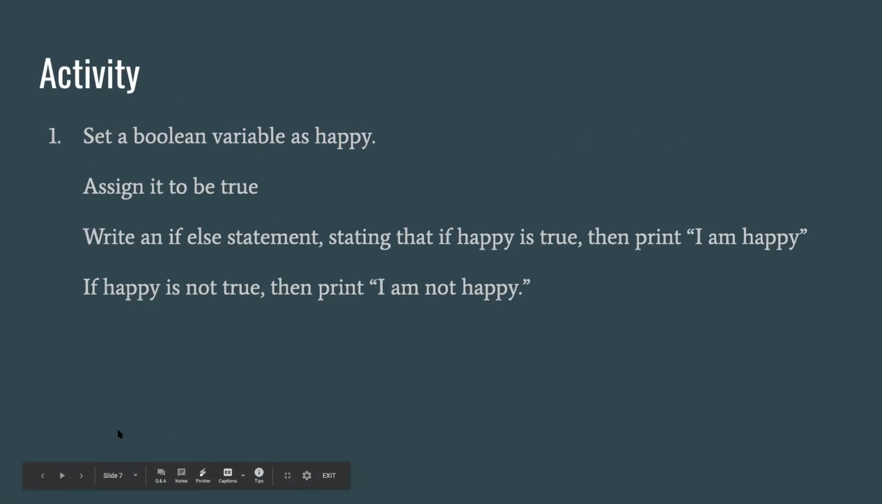Wait, so if happy is not equal to true, we print I am not happy? Well, in practice yes, but you don't want to write that. You don't put else if happy does not equal true. We want you to figure it out, just try on your own first, and then we'll go over it. You have to write, if this is true, then do this, using an if else statement.